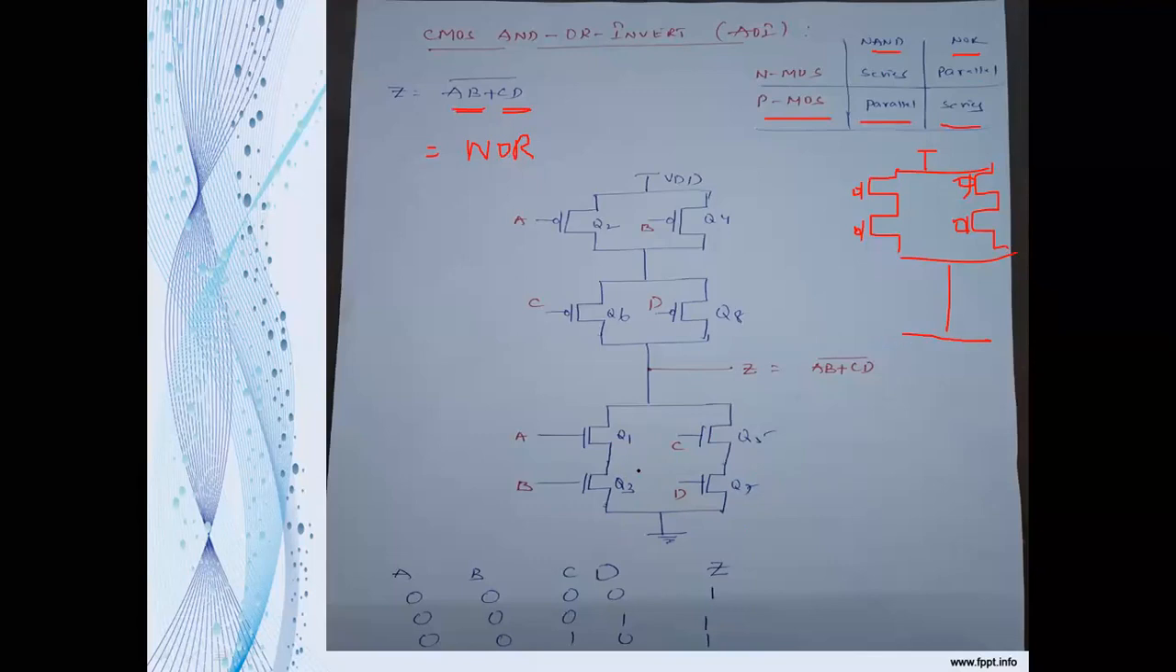So do you understand the circuit here, the CMOS AND-OR-invert? If you have any doubts, please ask me. How is the function AB and CD implemented? Please respond. Yes, sir. Did you understand the concept here? How are we connecting, or how are you building up the circuit?